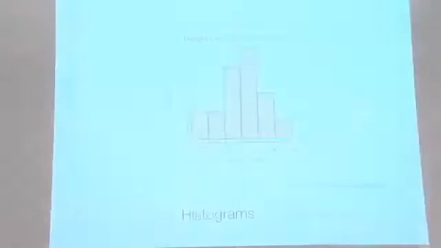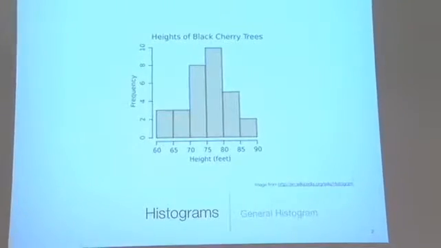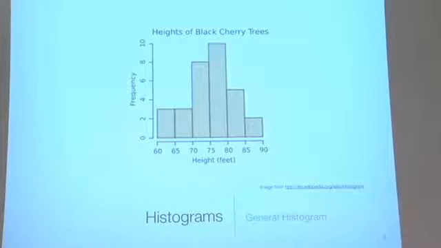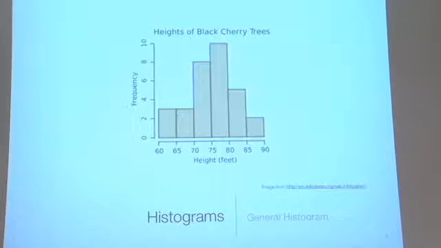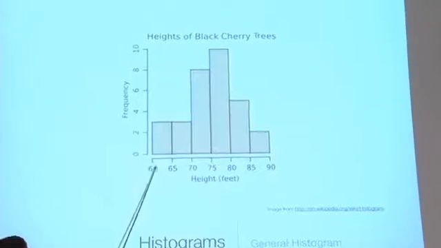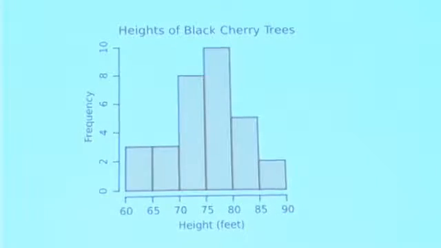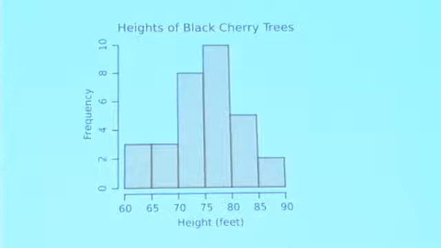For example, this is a histogram of black cherry tree height. Basically it shows you a count of information, how much of something exists. In this case, there's a height for black cherry trees. They range from about 60 feet to 90 feet tall. Then it shows us on the y-axis the count of how many trees actually exist at each of those particular heights. As you can see, in the range of 60 to 65, we have 3 trees. 65 to 70, we have 3 trees. 70 to 75, we jump up to 8 trees, and so on and so forth.